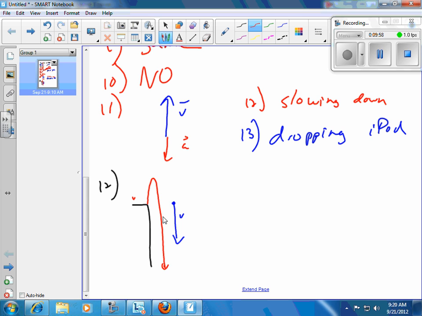Now, which one lands first? The red one or the blue one? If you did them both at the same time. The one that you threw down, the blue one, right? This one would obviously get there faster, but they would be going the same speed when they landed. That is kind of neat.